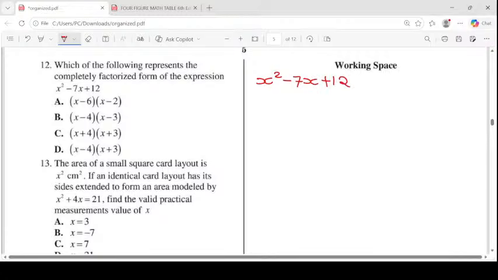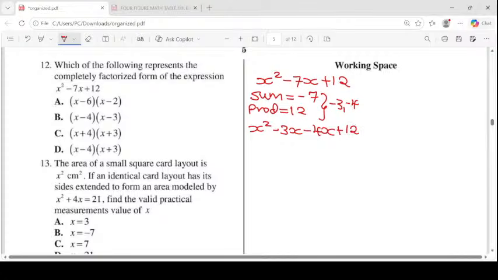plus 12, I'm going to look for two numbers such that the sum is equivalent to negative 7 and the product of my two numbers should be 12. When you look at it, this is going to be negative 3, negative 4. Those are my two numbers. So I'll have this as x squared minus 3x minus 4x plus 12. Then you pair up into 2's. So this will be x into x minus 3.